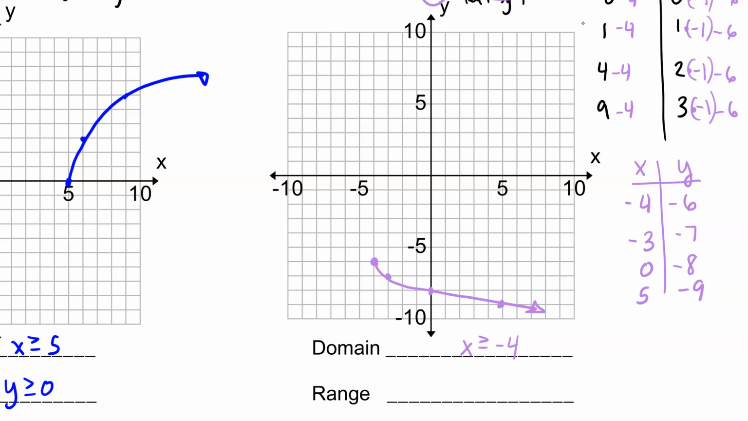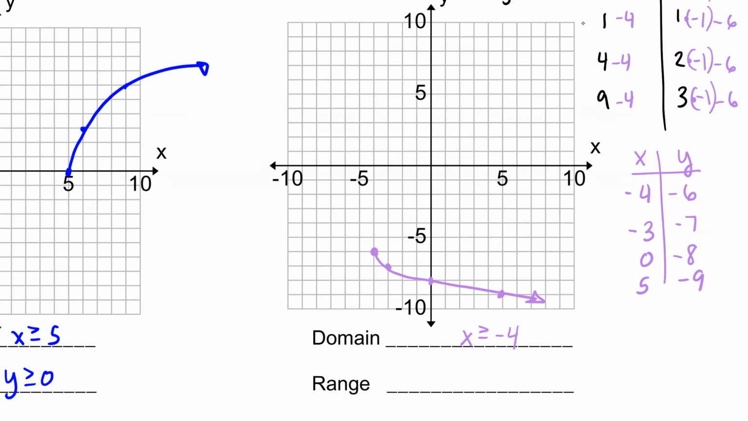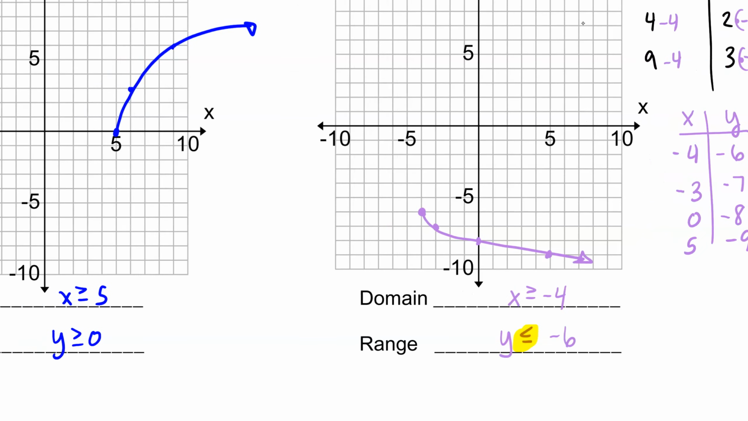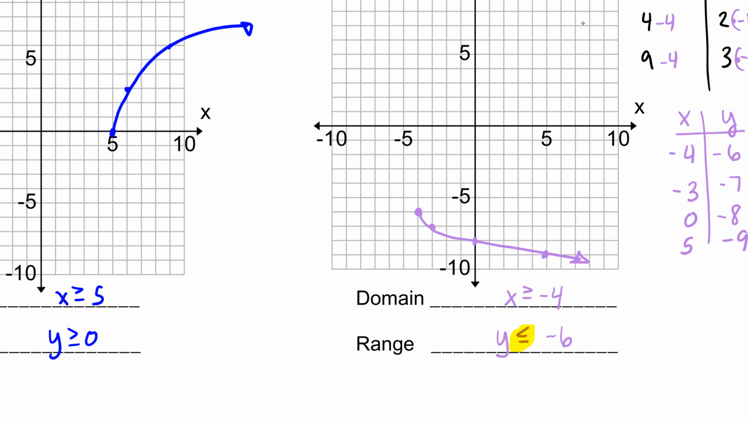And then the range. Who's ready for a challenge? What's the range? Y is greater than or equal to -6. So -6 is an important number. Are all our values above or below? They all are below, so all our y values are less than or equal to. See, this is a different direction than normal, with the little flip going on.